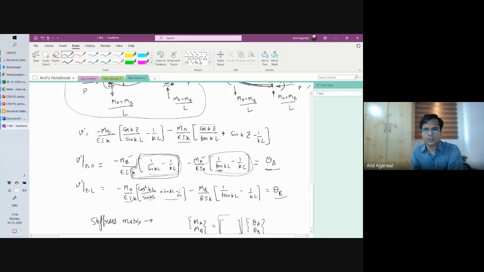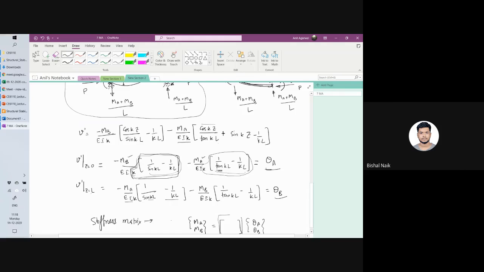Okay, cos square KL is 1 minus sin square. Minus sin square divided by sin plus sin. So sin minus sin square plus sin square. Yeah, so 1 divided by sin. But then it's okay. Is that correct? Yes, sir. Okay.